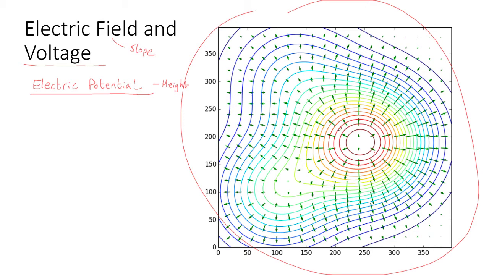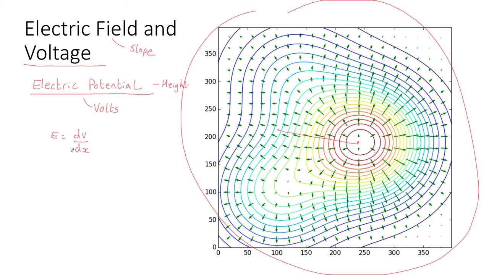Now electric potential is measured in volts. It can also be called the voltage. So the potential difference between two places is just a difference in height between the two. What this means is that, technically speaking, the electric field is the gradient, d voltage by d position. It's actually a vector one, and we'll do that in second year.